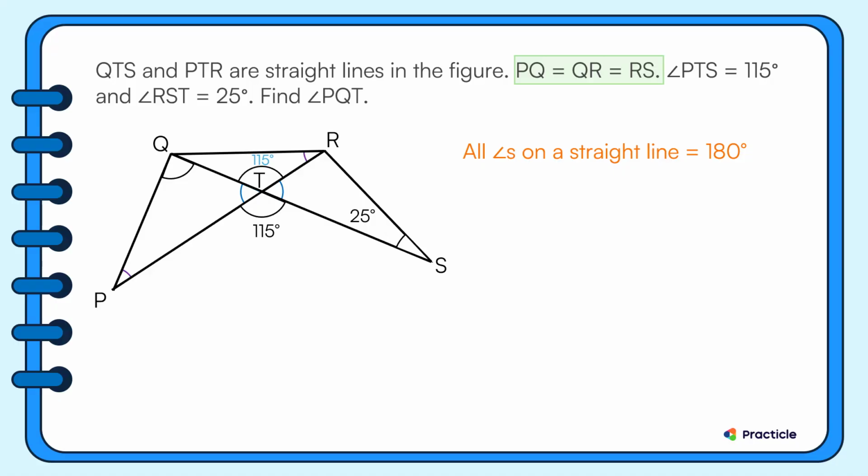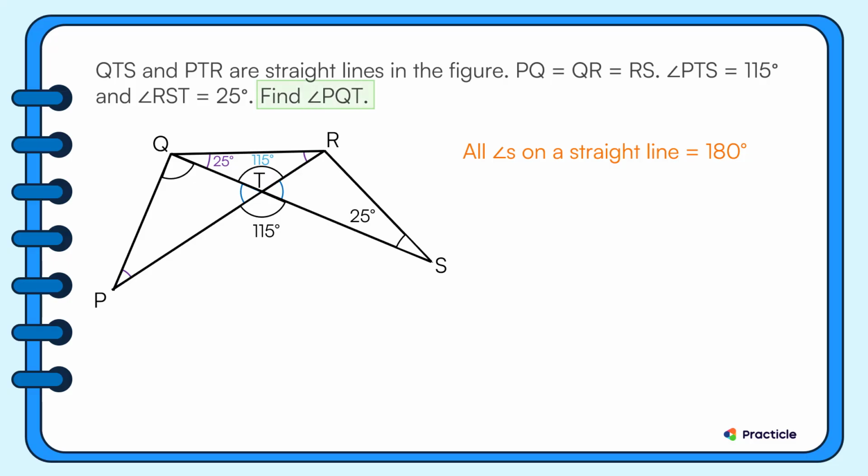Then, let's look at triangle QRS. QR equals RS, so this makes it another isosceles triangle. Which are the two base angles that are equal? Angle RQS and angle RSQ. We're given that angle RST is 25 degrees. From the diagram, we can see that angle RST is the same as angle RSQ. This means that angle RQS is also 25 degrees. Let's label that.